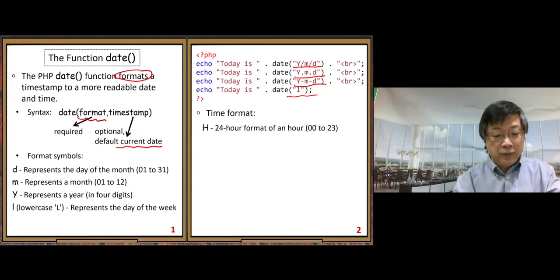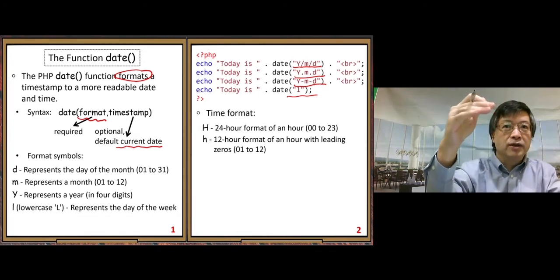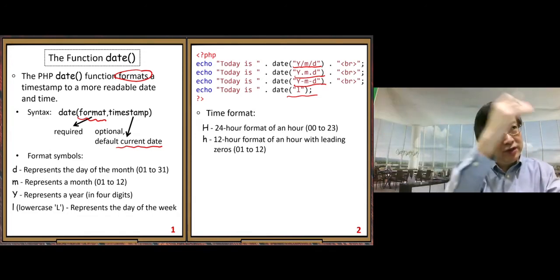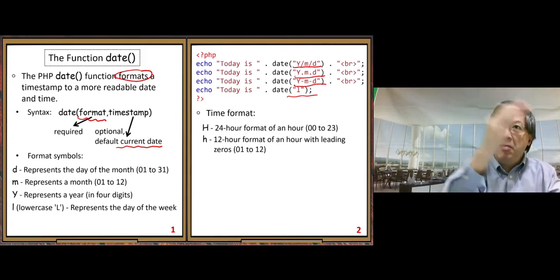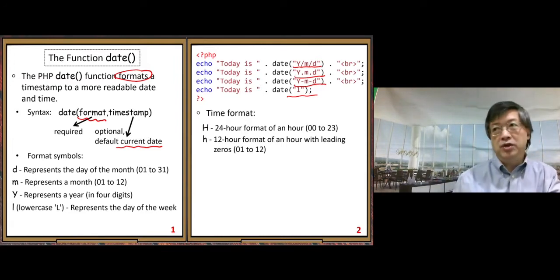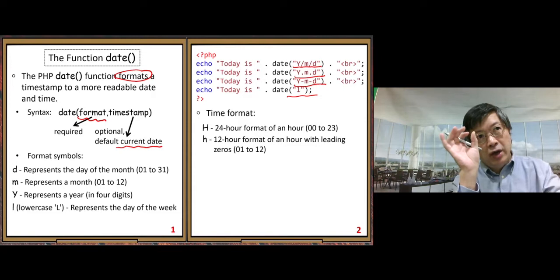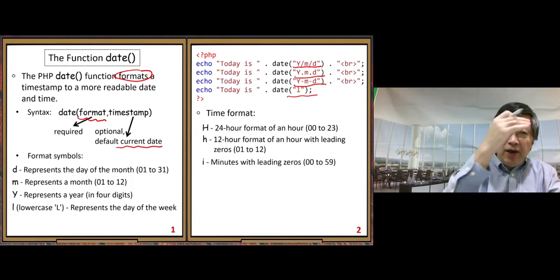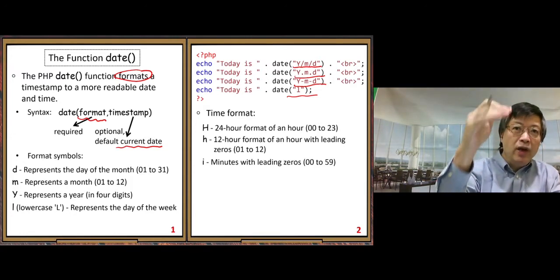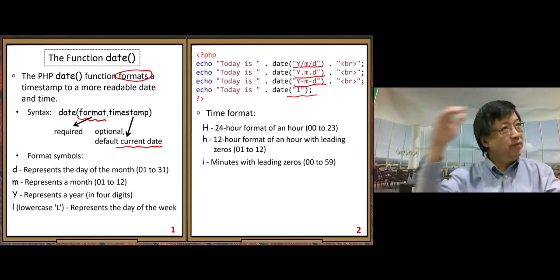24-hour format. But for the little h, 12-hour format, 2-digit, so 01 through 12, 2-digit. But in this case, you may need to consider AM, PM information to be used. We will see you need to use another extra symbol for AM, PM information. Right? Little i, minutes with leading zeros. 00 through 59. Okay? Minutes.